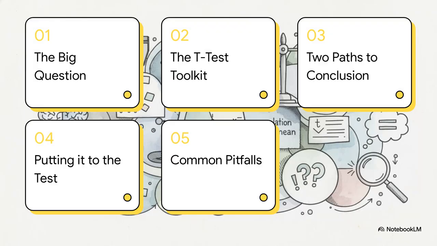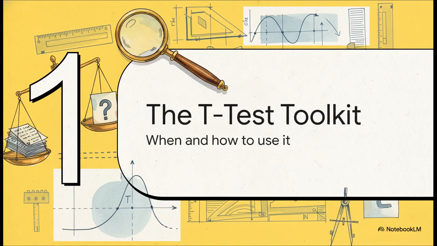Okay, so here's our game plan. We're going to start with that big question, then we'll get into the t-test toolkit itself. We'll look at the two main ways to reach a conclusion, walk through a full example, and then wrap up with some common mistakes to watch out for. Let's get into it. All right, let's open up that t-test toolkit.